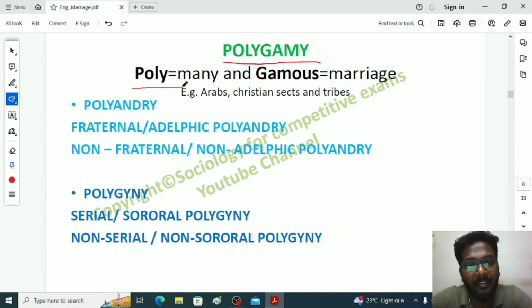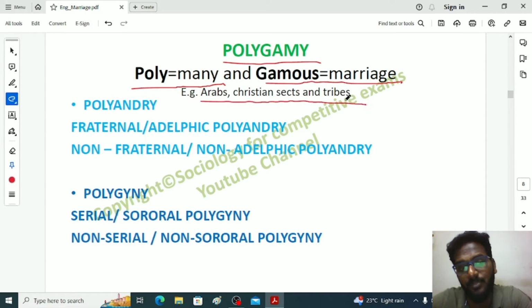This is the second form of marriage, polygamy. Poly is also a Greek word which means many. Gamy is also a Greek word which means marriage. This polygamy is familiar among Arabs, Christian sects, and tribes. In this marriage, one man will marry two or more women, or one woman will marry two or more men. So it has two different forms, polyandry and polygyny.